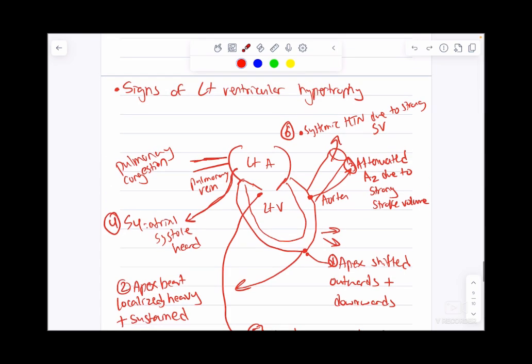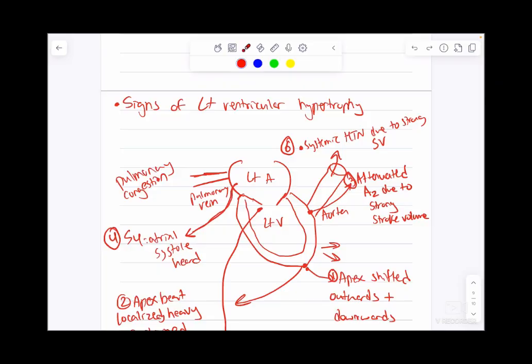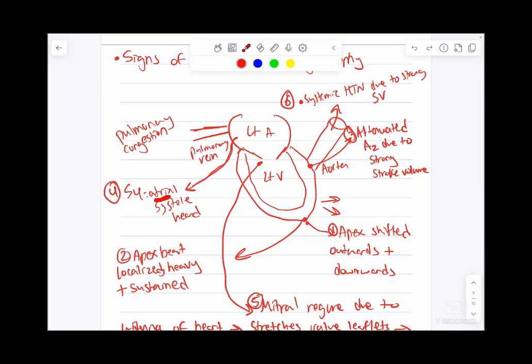All right, third, accentuated A2 due to the valves closing even harder to stop more of the blood from returning, due to the higher pressure at the end. And it's heard over the aortic area. Number four, S4 from atrial systole is heard due to the fact that this atrium is desperate to push more blood into the left ventricle, but this ventricle is hypertrophied and is not compliant to the blood. It does not easily take blood.